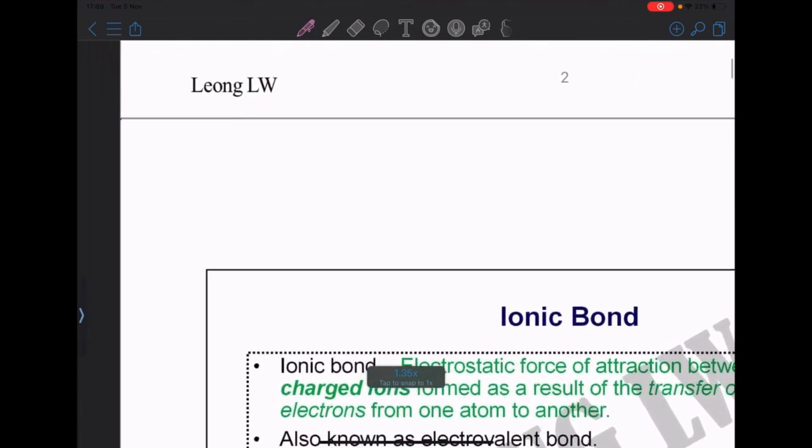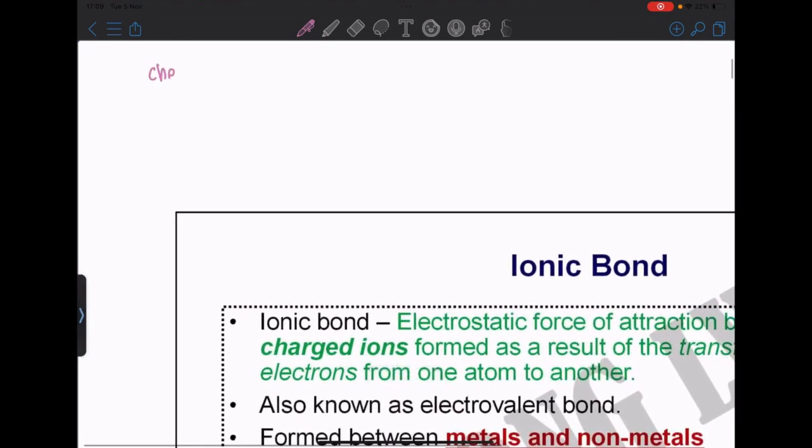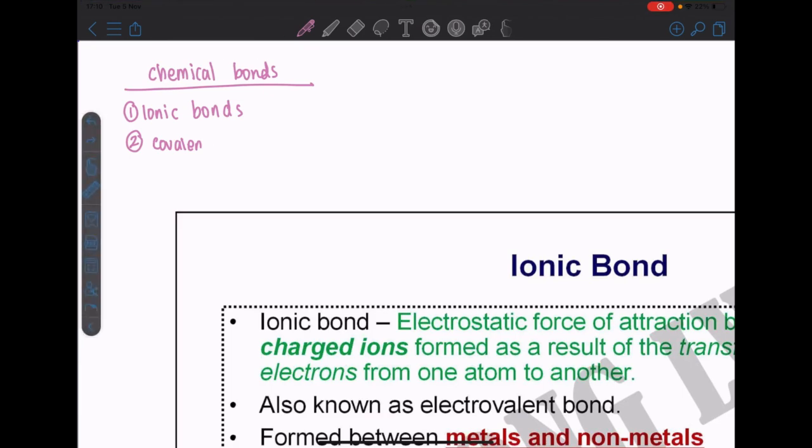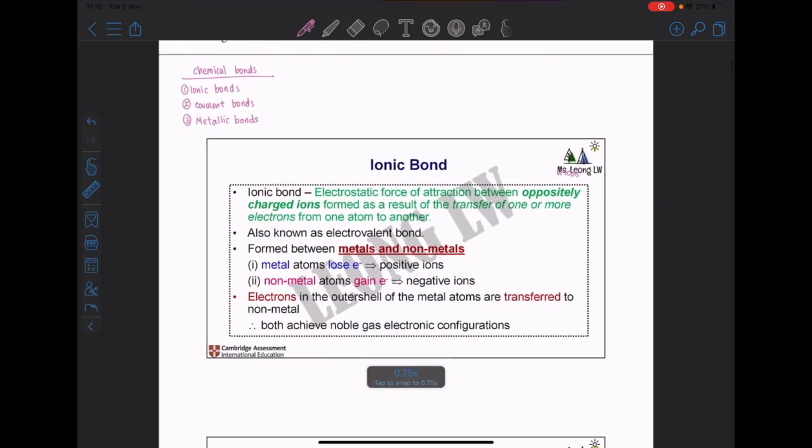So in today's video, I'm going to be teaching about chemical bonds, forms of chemical bonds. The first one we'll be looking at is ionic bonds, and then we're going to be looking at covalent bonds, and metallic bonds. Of course, there are many other bondings, but we're going to first look at these three. So firstly, we'll be looking at ionic bonds.